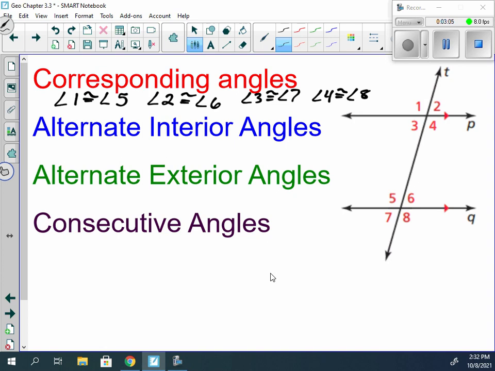Yes. They're in the same spot, yeah. Now, our alternate interior angles that we covered yesterday for this setup here would be angles what? So 3 would be congruent to 6, and 4 would be congruent to 5, because they're between the two lines, they're inside the interior, and they're on opposite sides of the transversal. Our alternate exterior would be angle 1 is congruent to angle, and 2 is going to be congruent to angle.